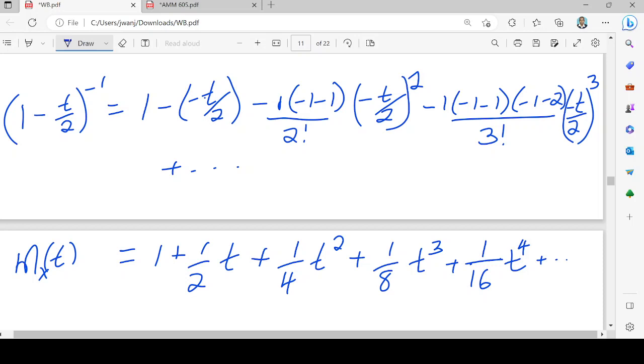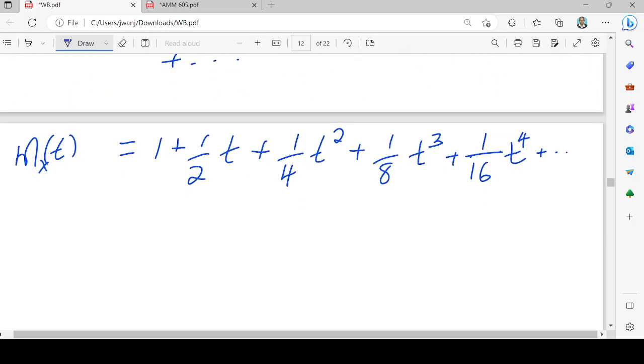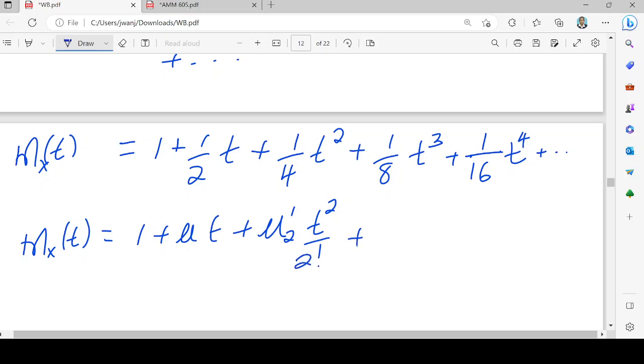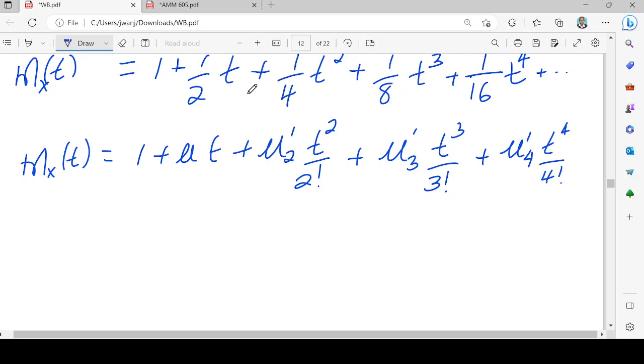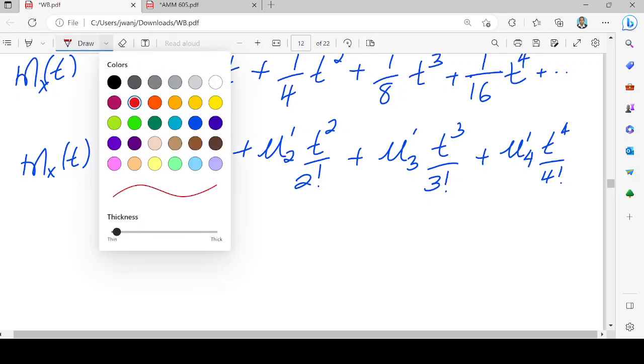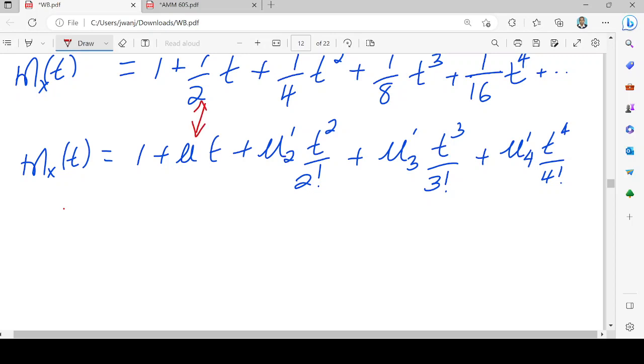This is our moment generating function, which we are going to compare with the general one. We had seen that the moment generating function can be expressed as 1 plus mu t plus mu 2 prime t squared all over factorial 2 plus mu prime 3 t raised to power 3 all over factorial 3, and so on. So if we equate the coefficients of the corresponding powers of t, we see that the mean is equal to a half.